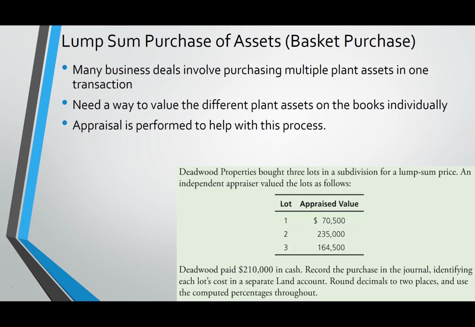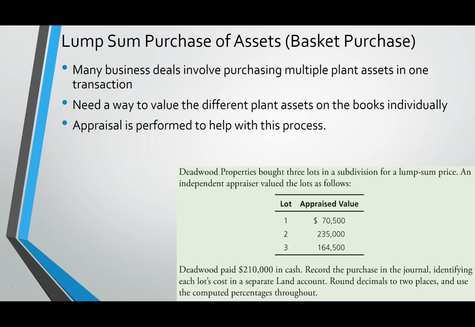So let's look at this problem. It's not too difficult. It says Deadwood Properties bought 3 lots in a subdivision for a lump sum price. An independent appraiser valued the lots as follows. Lot 1, $70,500. Lot 2, $235,000. Lot 3, $164,500. Deadwood paid $210,000 in cash, and that's for all the lots in one lump sum purchase. Record the purchase in the journal, identifying each lot's cost in a separate land account. Round decimals to 2 places and use the computed percentages throughout.